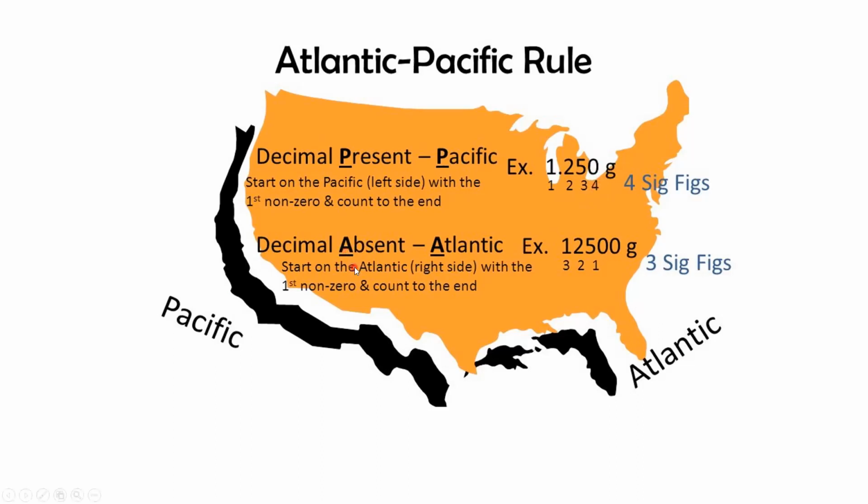And then similarly, if the decimal is absent, absent starts with A, Atlantic starts with A, and the Atlantic Ocean is on the right-hand side of the country. So in that case, we're going to start at the non-zero furthest to the right, and then just count all the way to the left. So in the case of 12,500 grams, the 5 is the furthest non-zero to the right. That's where we'll start, and then we'll just count all the way to the end on the left. So in this case, we've just got those 3 sig figs there.